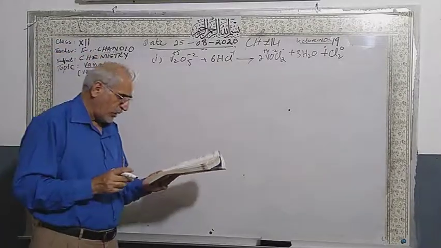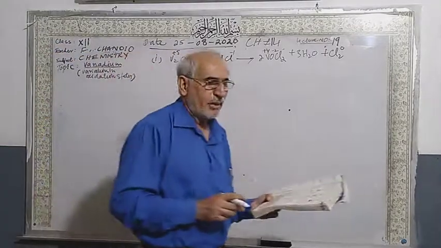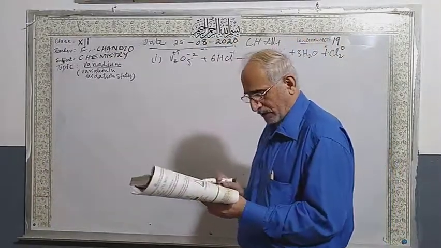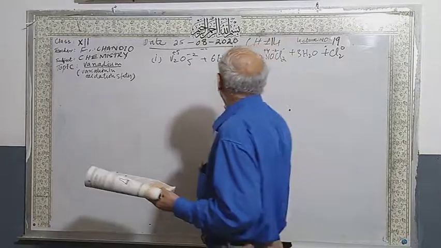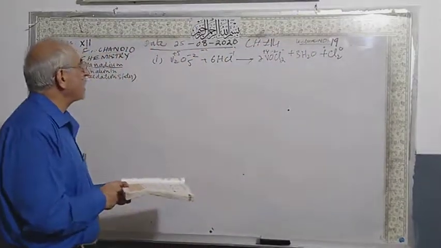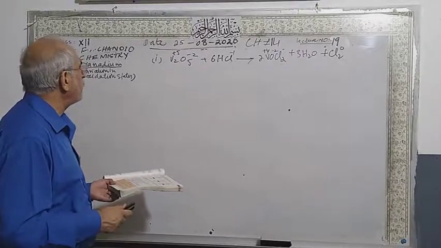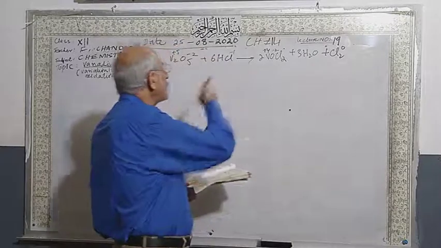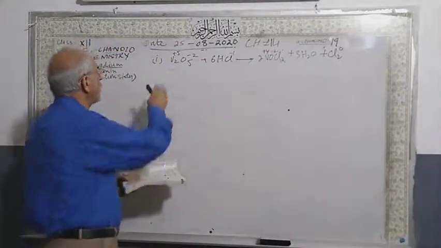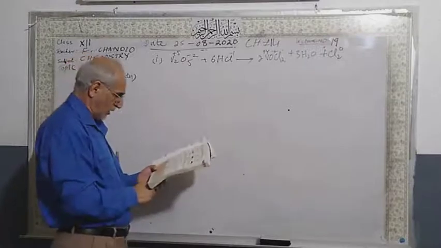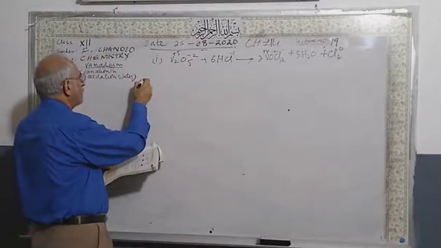The liberation of chlorine gas indicates that vanadium pentoxide is going to be reduced and chlorine is going to be oxidized. So this HCl is used as a reducing agent, and vanadium pentoxide acts as an oxidizing agent because it oxidizes the chlorine. So vanadium pentoxide itself reduces and oxidizes the chlorine. This is reaction number 1.